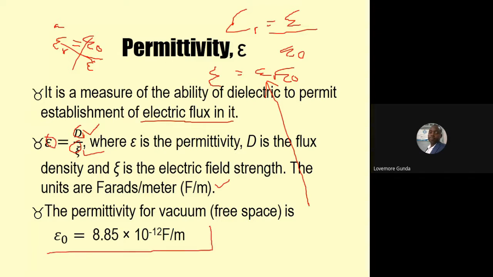But you can also use the dielectric constant and the permittivity of a vacuum, which is 8.85 times 10 to the power minus 12 farads per meter. So multiplied by the relative permittivity or the dielectric constant, it will give you the permittivity of that material. Don't worry about this number. If it is to be used, then it will be given. But it's also good to know that it's 8.85 times 10 to the power minus 12 farads per meter.